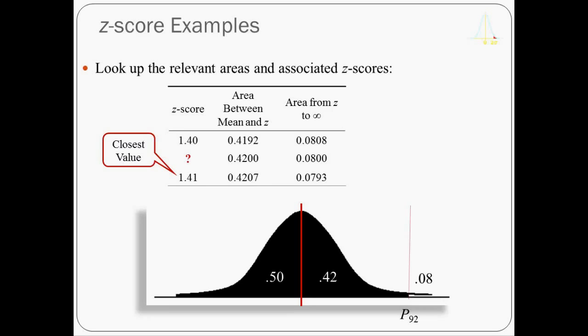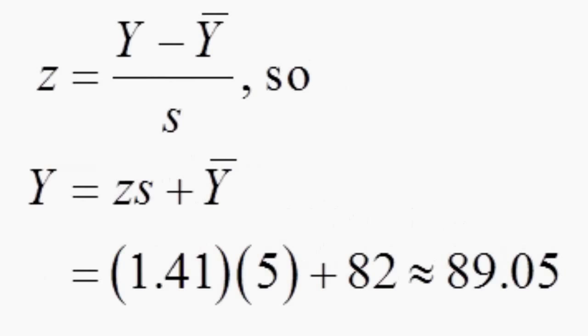But that's not very illuminating since most of us don't think in terms of z-scores. I need to take that z-score and convert it back to the original metric, which is a test score. And that's pretty simple to do. We know that our formula for the z-score is y minus y bar divided by the standard deviation of y. And if I manipulate this algebraically, I can solve for y. And I get y equals zs plus y bar. Now it's a simple problem of just substituting in those numbers.